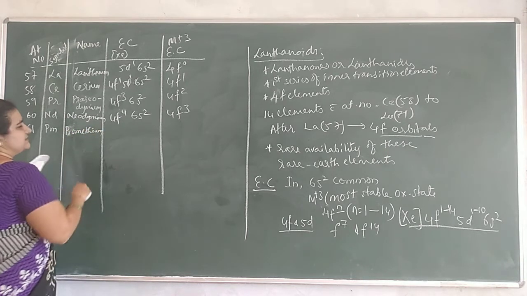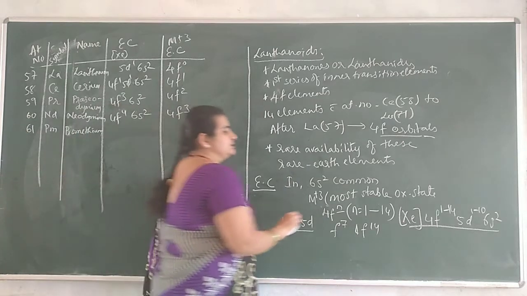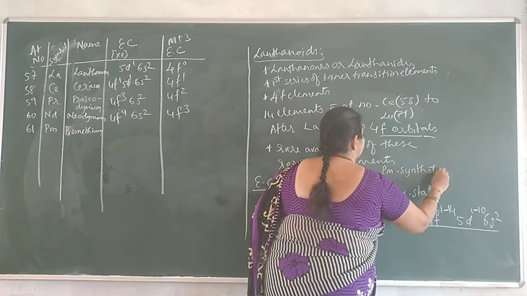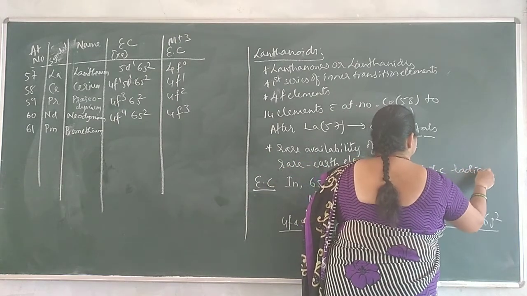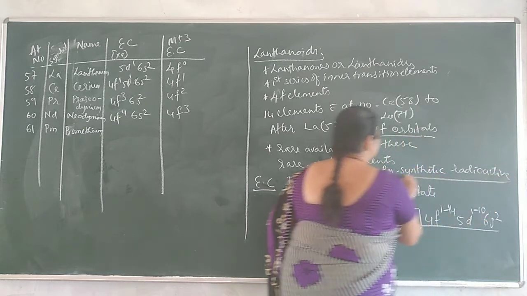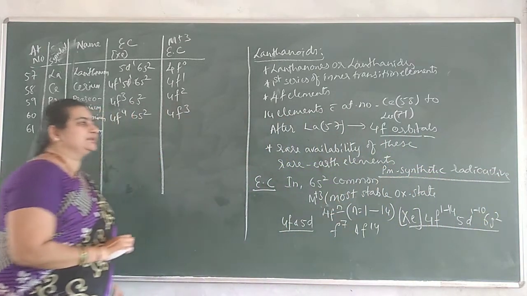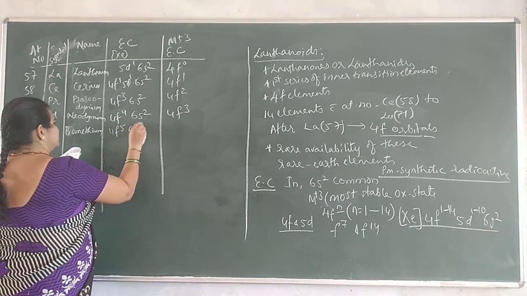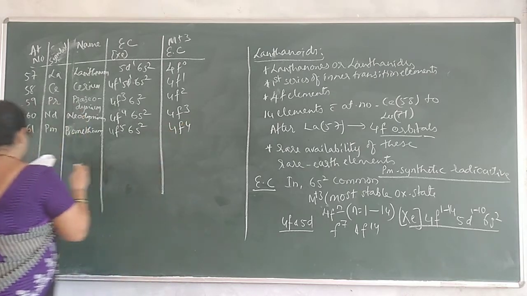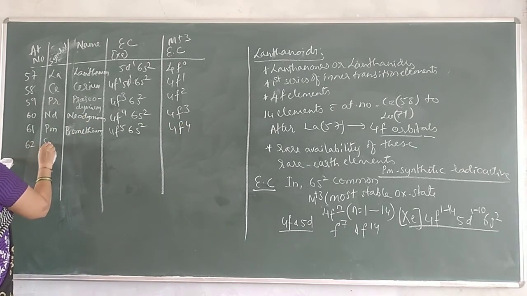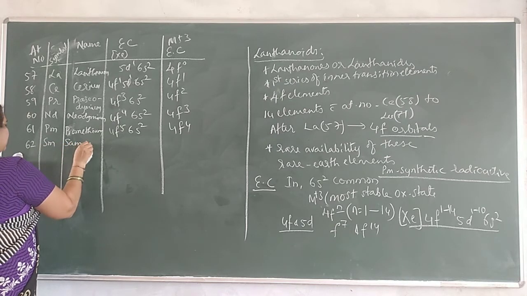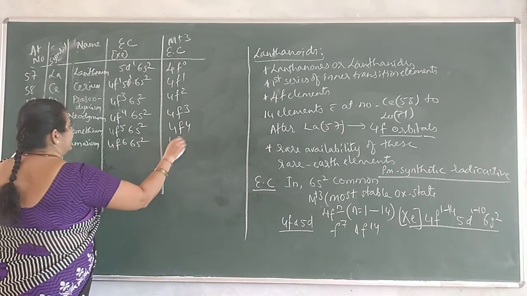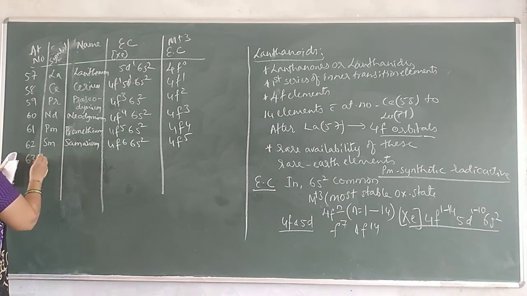This promethium is a synthetic, man-made radioactive element existing in the whole lanthanide series. Promethium, 4F5, 6S2, so 4F4. Now 62, Sm, samarium, 4F6, 6S2, 4F5.